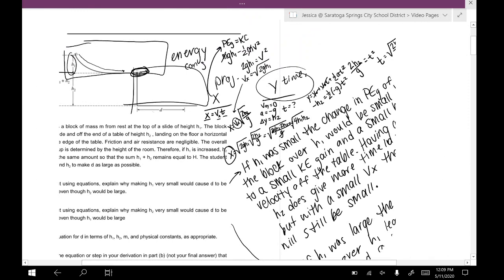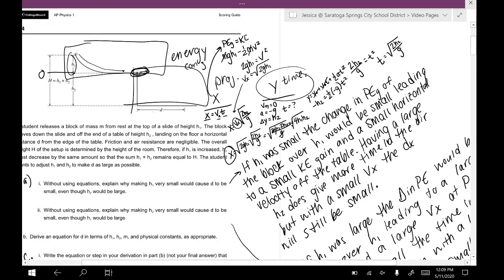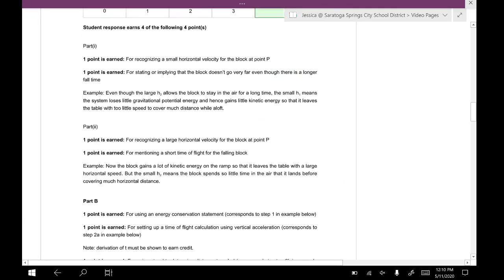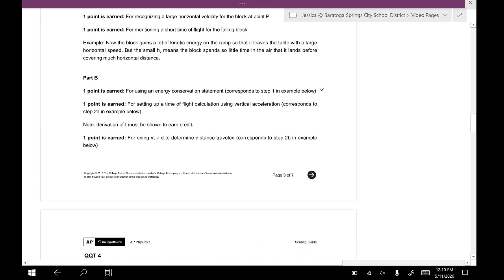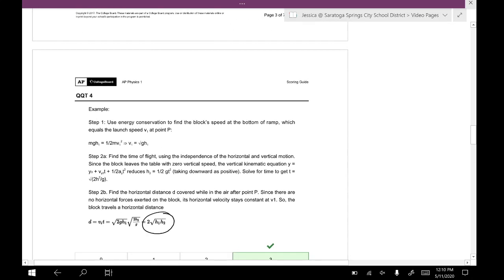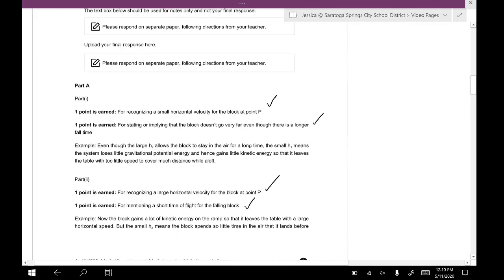Okay. So this actually took like 3 different equations. I needed 1 to find the time of flight, 2 to find the horizontal velocity from energy, and 3 to put it all together to find the horizontal distance. Okay. So let's see if I get all those points. I get 1 point for using energy conservation, 1 point for setting up a time of flight, 1 point for using d equals vt. So their final equation is pretty much exactly what I have. They just took the 4 that was under the radical and simplified it to make it 2 out front. Okay, so I got all 3 of those points. Yay!